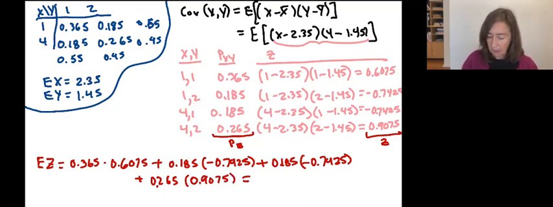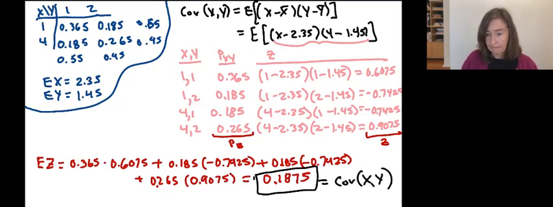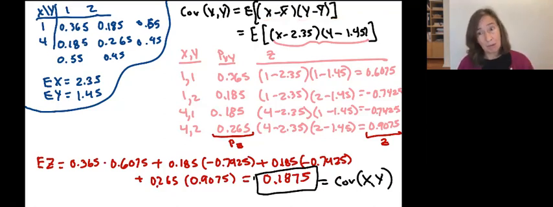on my calculator, and what do I get? I get 0.1875, and yes, this is the covariance of X and Y. I got the covariance by finding the expected value of the product of X minus 2.35 and Y minus 1.45. I picked those numbers, 2.35 and 1.45, because they are the expected values of X and Y. And the number that I get, the expectation of this product here, is my covariance.